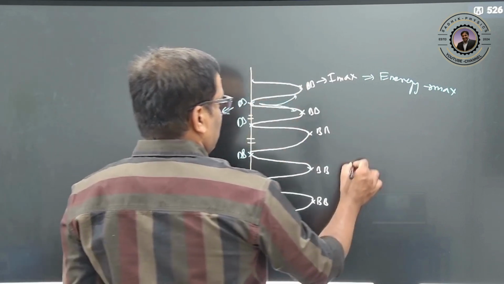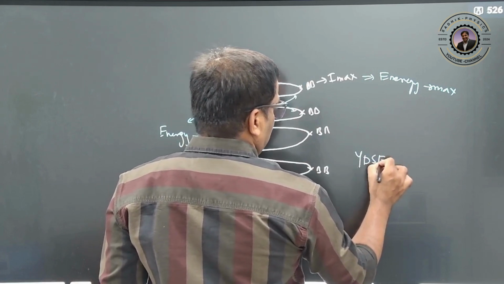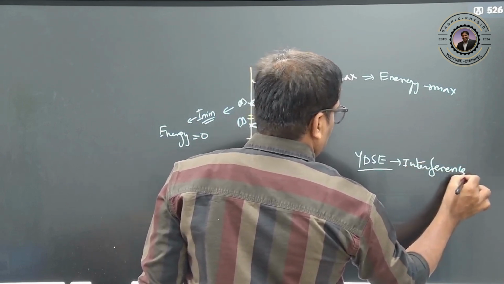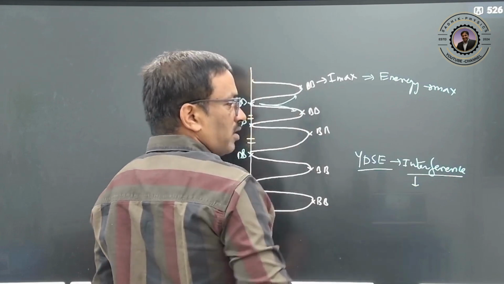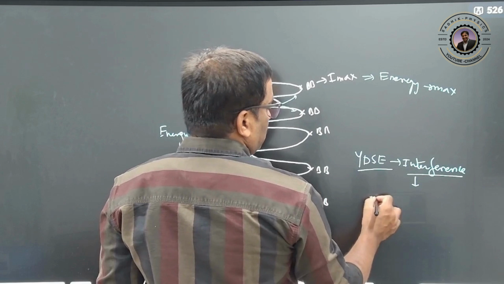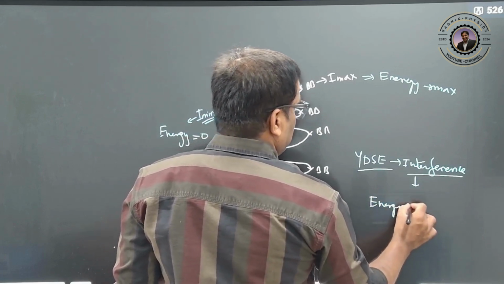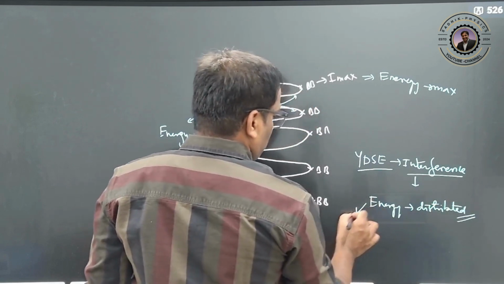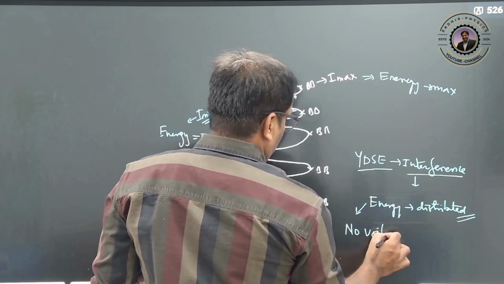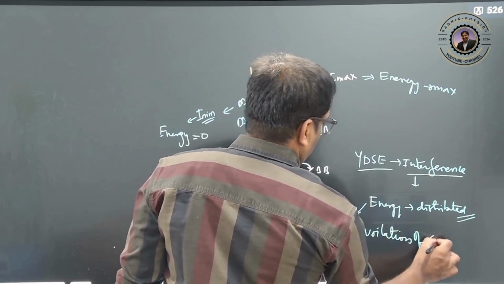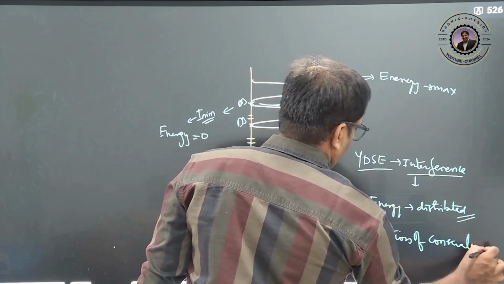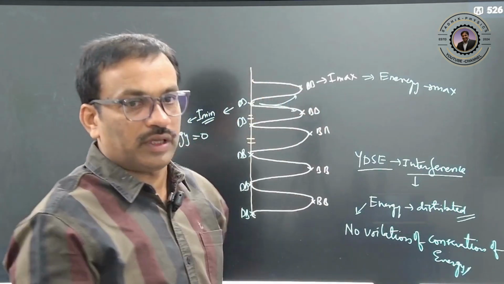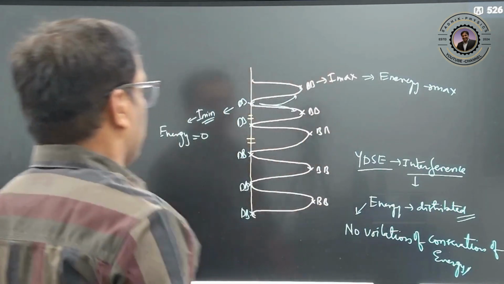So this YDSE, that is nothing but interference. There is no violation of the law of conservation of energy. This is nothing but an energy distribution, energy is distributed. Right. So no violation of conservation of energy. Clear? So in this way, you should take this also as one point.